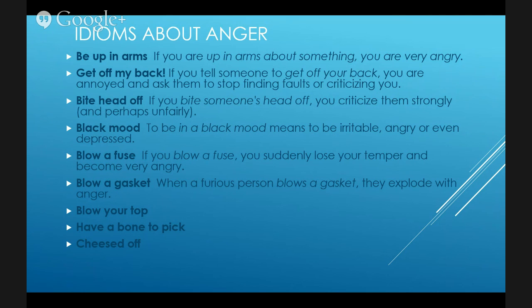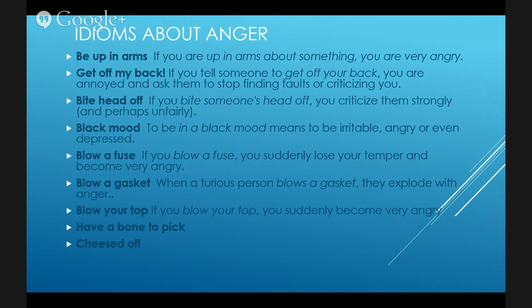I'll just go ahead for the viewers and finish these idioms about anger. Blow a gasket is when a furious person blows a gasket, they explode with anger. And blow your top is very similar. If you blow your top, you suddenly become very angry. So blow a fuse, blow a gasket, blow your top: all of it has to do with losing your temper.